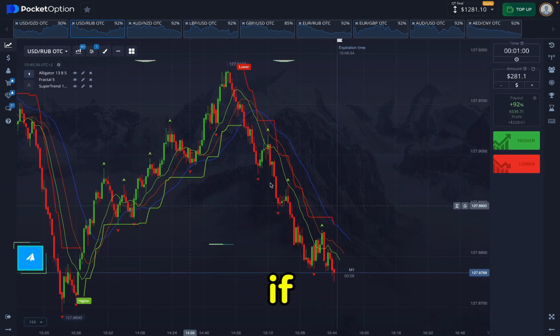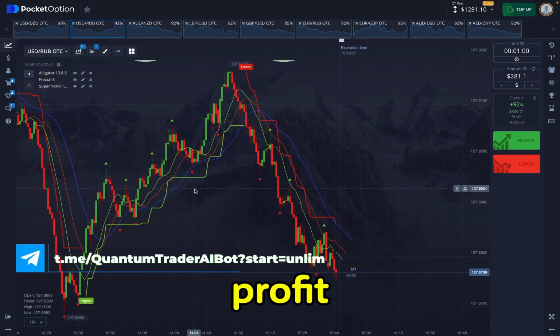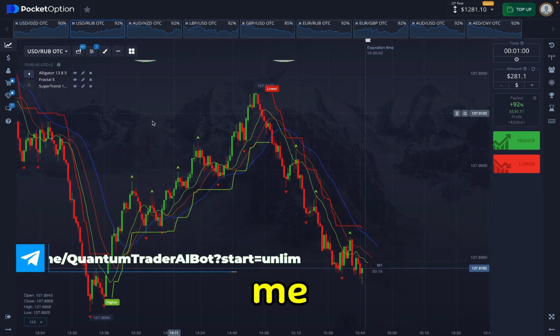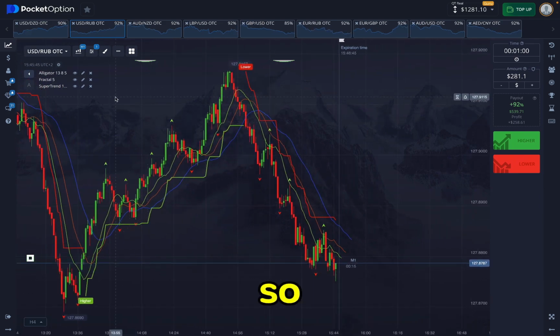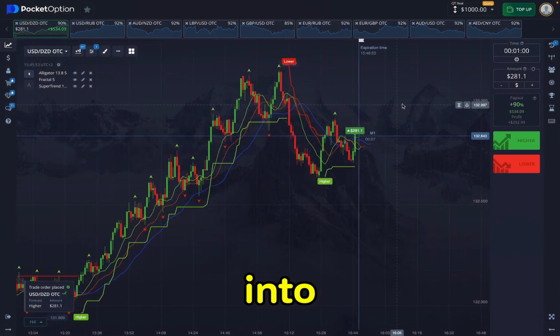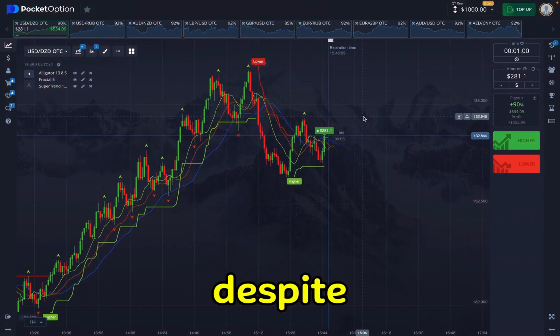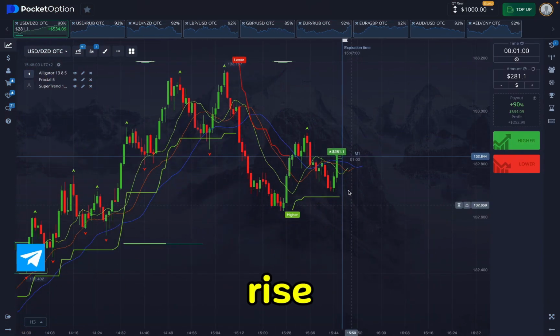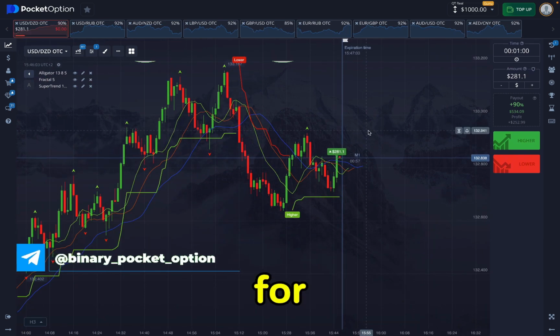In general, even if the trade closes in the negative, a profit in the amount of $800 will more than satisfy me for today's trading process. So let's continue and pick up the following currency pair. And the entry into the deal did not take long to wait. Despite such a strong impulse on this candle, I still risk opening a deal on the rise. I think there is a potential for further exit up.